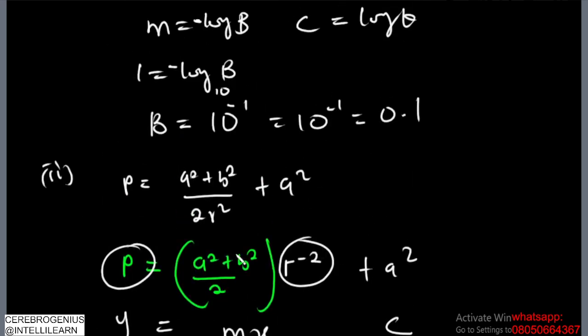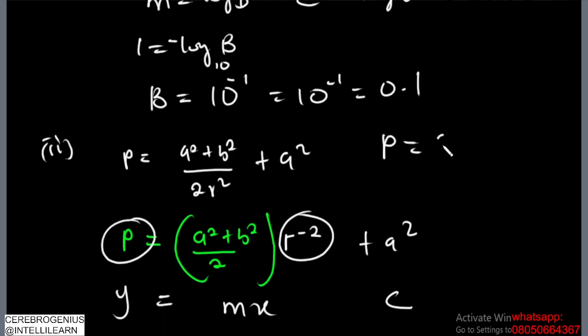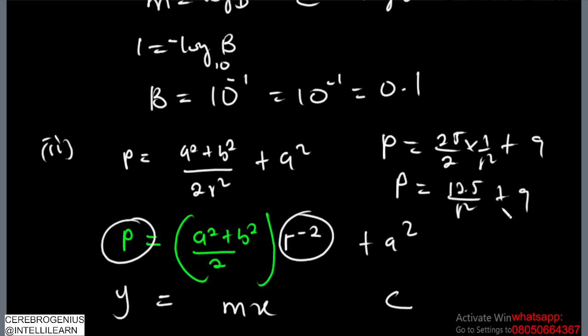So that means that we can write this equation as P equal to A squared plus B squared, that will be 25 over 2 times 1 over R squared, then plus 9. So the equation is going to be 12.5 over R squared plus 9. So that's going to be our final answer.